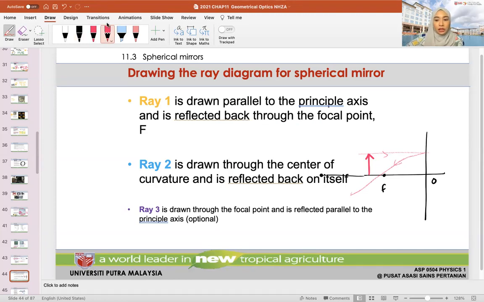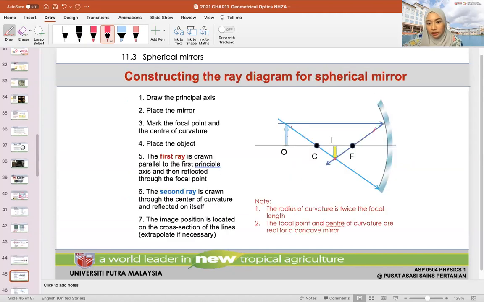Okay. So it has to go through the center of curvature and is reflected back onto itself. This is going to be hard. Wait, let's go for the actual diagram. I already did it here. So this is ray number one: a straight line and then reflected into the focal point.